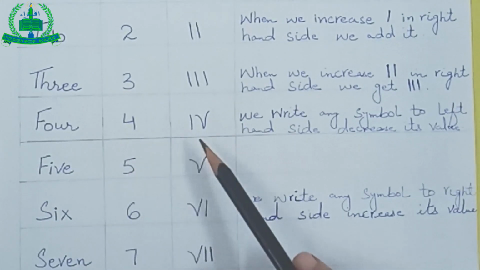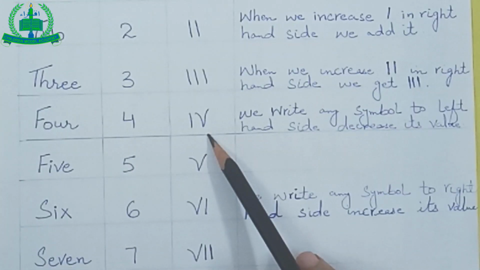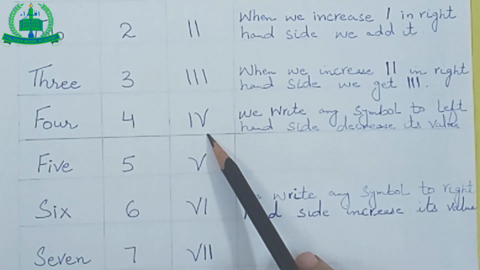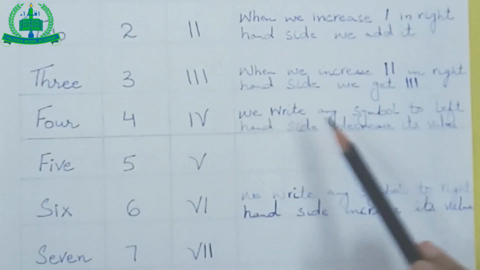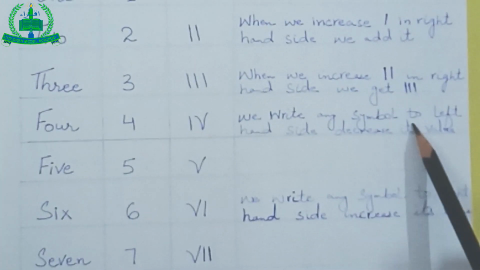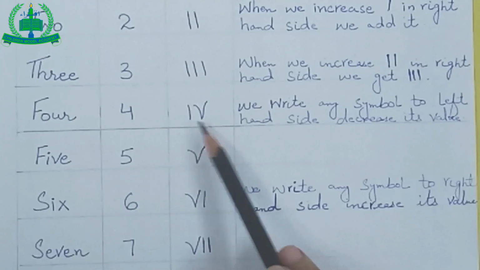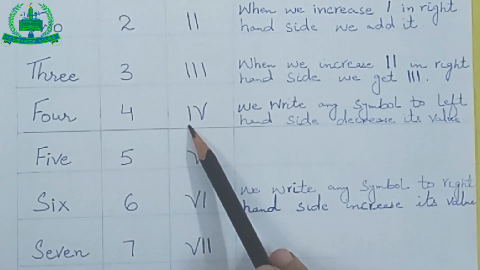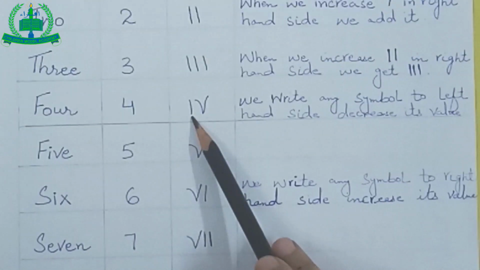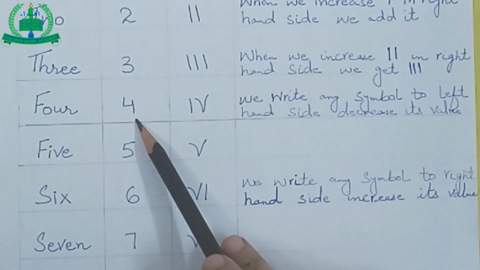4, IV. Students, we can't write any Roman symbol more than 3 times. If we write a symbol on the left hand side, it decreases its value. V means 5, I means 1. 5 minus 1, 4.